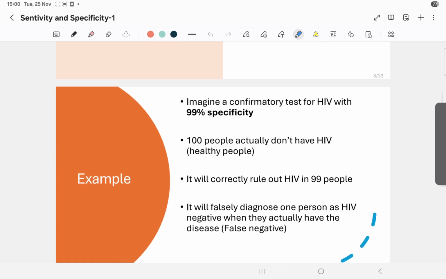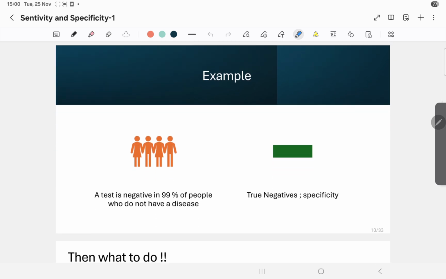Now to give you an example, imagine a confirmatory test for HIV with 99% specificity. So you take 100 people and conduct a test in them. These 100 people are healthy people. So this 99% specific test will correctly rule out HIV in 99 people. That is what we mean by 99% specificity. But it will falsely diagnose one person as HIV positive when they actually do not have the disease. So we have a false positive here. So that is what we mean by a specific test.